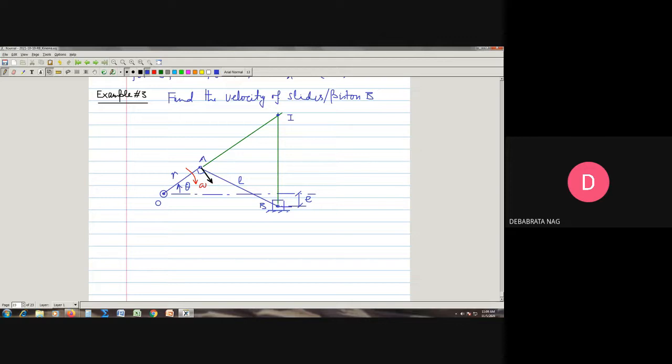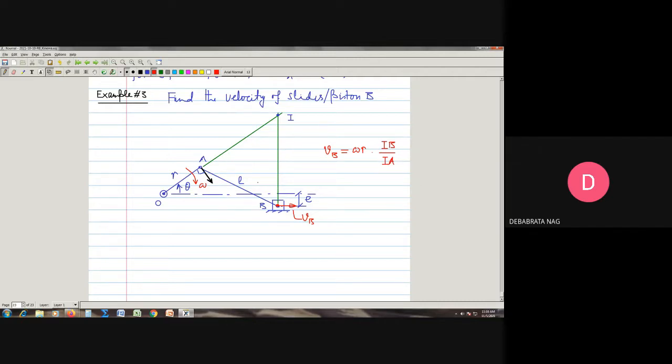The velocity will be directed like this. Let me say this can be found this way. So if this is VB, then it is pretty clear from here that VB should be equal to omega R, that is equal to VA into IB divided by IA. So IB divided by IA will give us this thing.